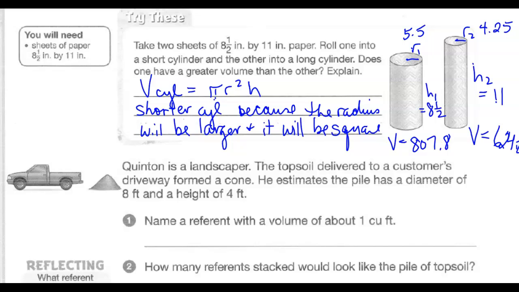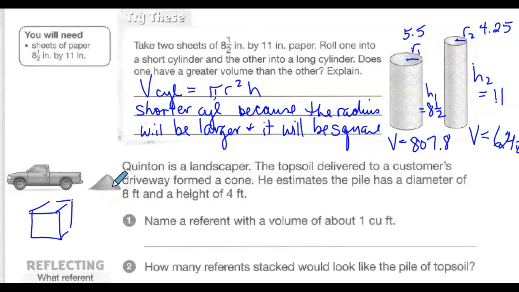Okay, next one, Quinton is a landscaper. The topsoil delivered to a customer's driveway formed a cone. So sometimes you'll see this in people's yards. They'll get the company to drop off some soil, sometimes some bark, and it forms a cone if they've just dumped it. Sometimes it comes in a bag, and you'll see it's kind of a cube-looking bag, and then they'll come back and take the bag, but sometimes they just dump it. So that's what they're doing here.